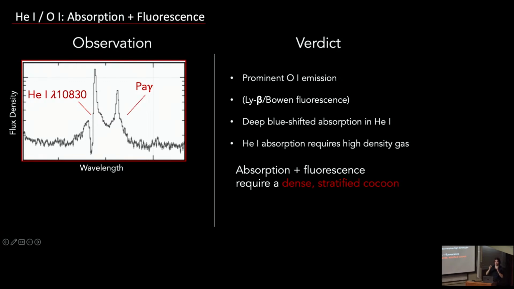But it doesn't mean that the gas is uniformly dense everywhere. The densities required to produce scattered lines and helium I absorption or oxygen I fluorescence are slightly different, so that implies that the cocoon of gas is not just dense, it's stratified. There are different density regimes within it.